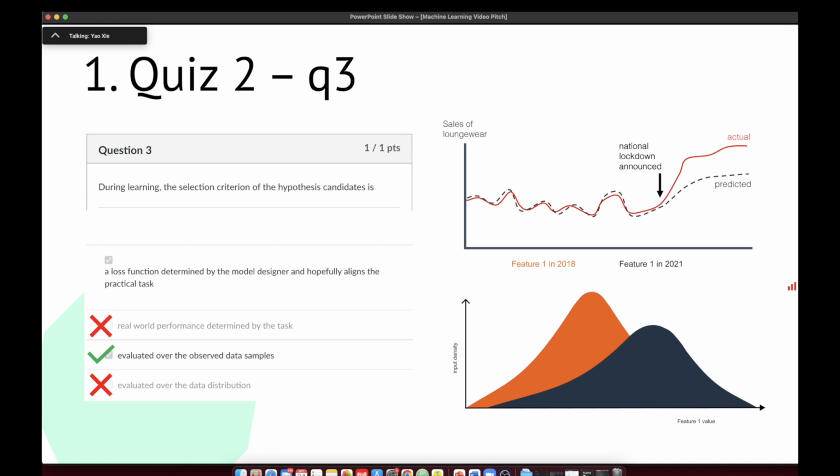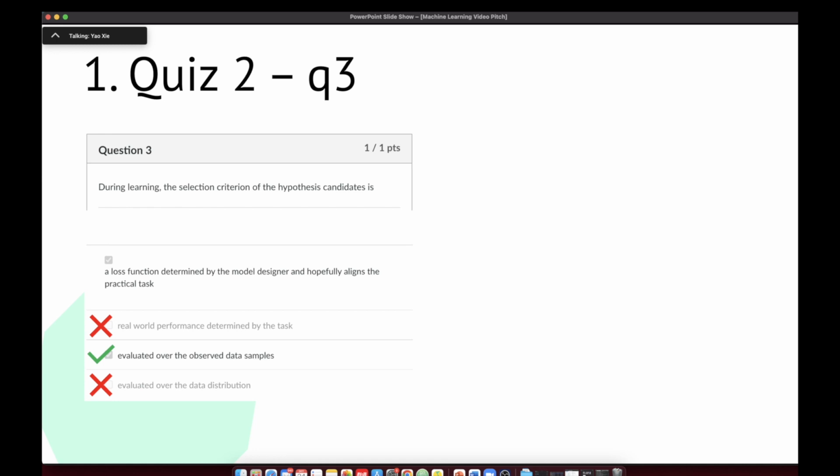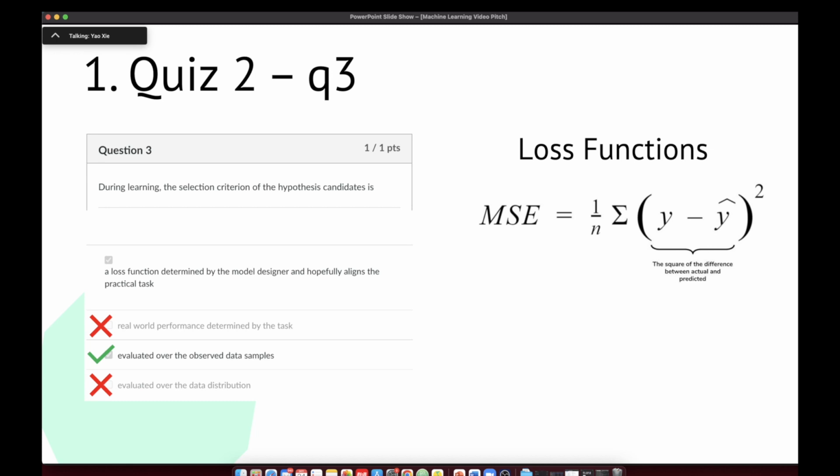Instead, we evaluate each candidate hypothesis over a fixed training set using a method called a loss function. A loss function is also called an error function that measures how far apart the predicted value deviates from the true value. It is determined by the model designer. For instance, for regression problems, models such as multiple linear regression often use mean squared error as the loss function. On the other hand, a logistic regression model uses the log loss function, also called cross-entropy, as its loss function. The hypothesis that minimizes the loss function would then be considered the best one. Therefore, option 1 is correct.